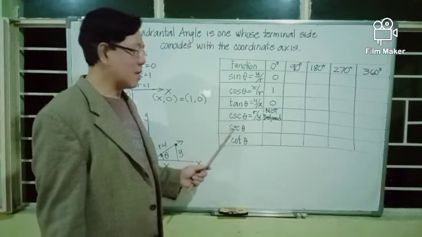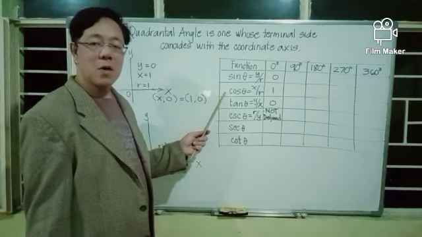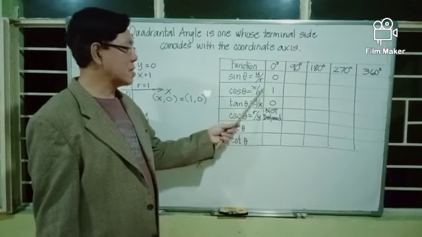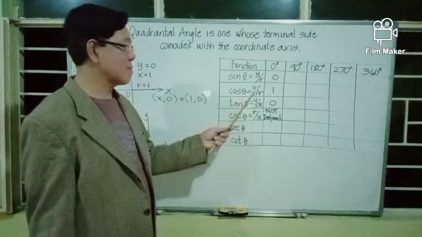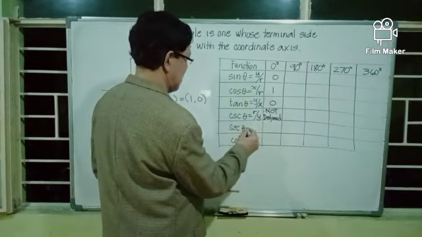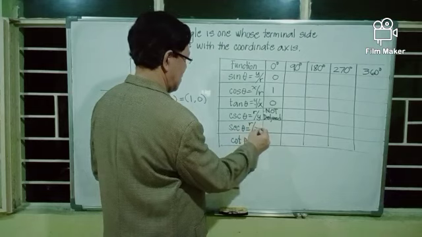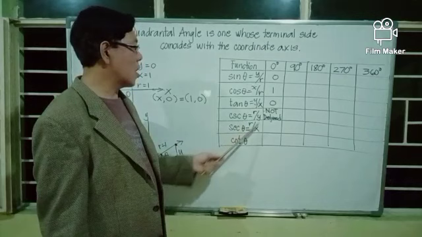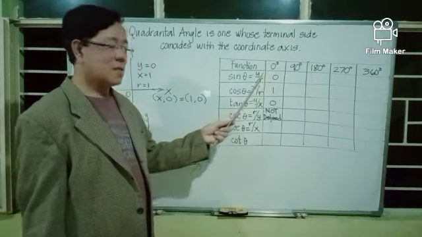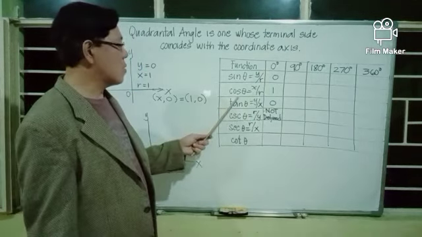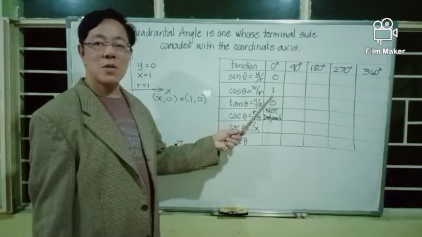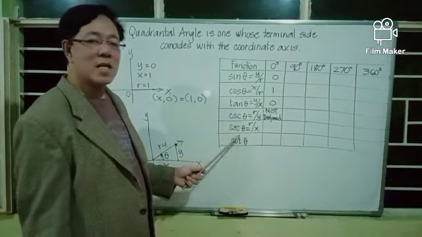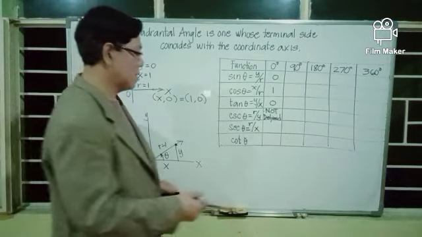The value of secant theta is the reciprocal of the value of cosine theta, whose value is x over r. Its reciprocal is r over x. For 0 degree angle, the secant of 0 degree is the reciprocal of cosine of 0 degree. Cosine of 0 degree is 1. The reciprocal of 1 is 1. And secant of 0 degree is 1.